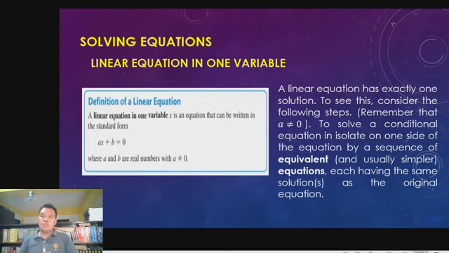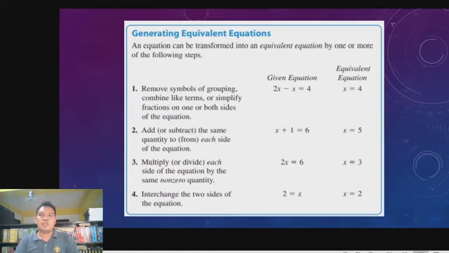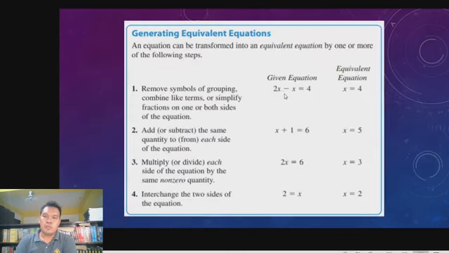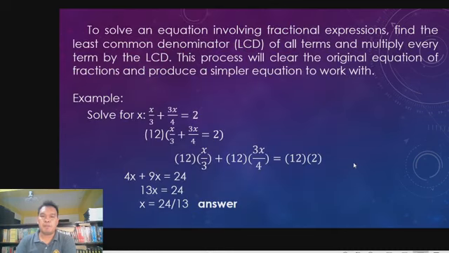To see this, consider the following steps. So, hindi na natin basahin yan. Madali naman yan. Dadaanan natin yan sa mga examples. Okay, so generating equivalent equations. Ito yung mga examples nung kanina ng linear equation in one variable. So, we have 2x minus x is equivalent kay 4. So, 2x minus x is x. So, x is equivalent kay 4. Then, ito yung mga examples niya. Basahin nyo na lang po.